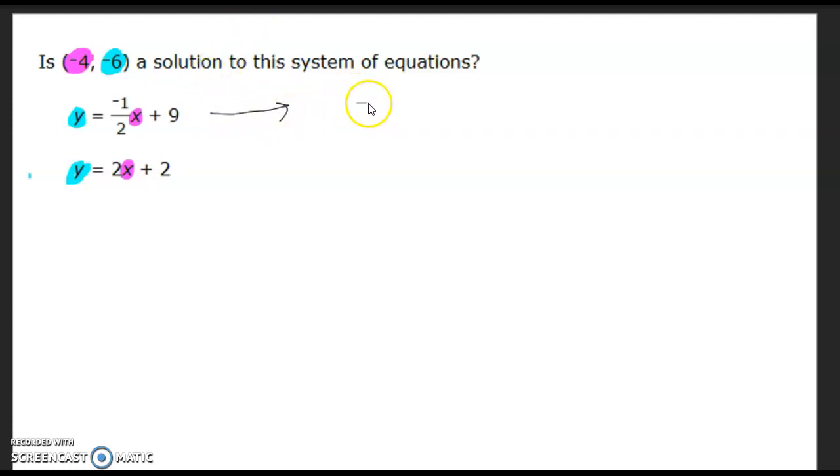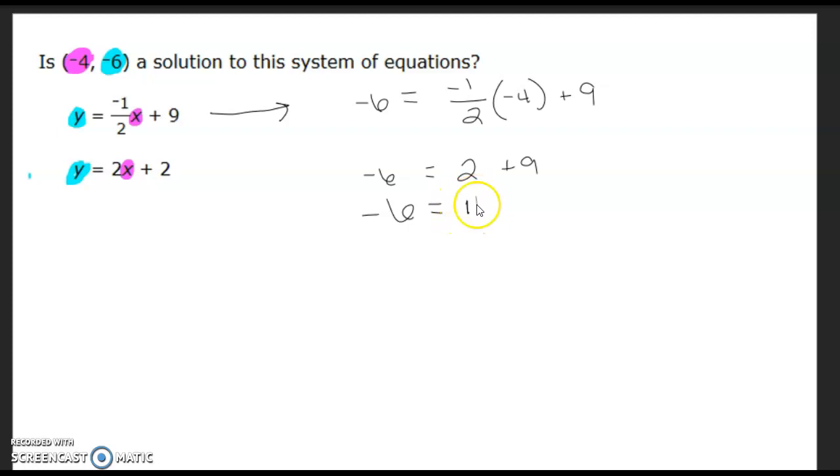So instead of y, I'm going to write -6 equals -1/2. Instead of x, I'm going to write -4, plus 9. So now let's go ahead and solve. We have our -6 equals. Now, 1/2 of 4 is 2, and a negative times a negative is a positive. So this is a +2 plus 9. All right, -6 equals 2 plus 9, which is 11.